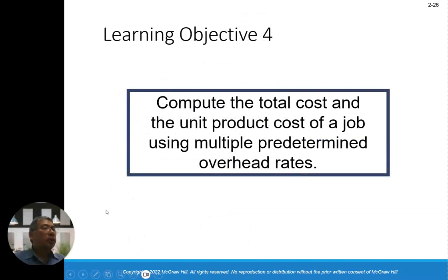Okay, so let's look at objective number 4, which is to compute the total cost and total unit cost of a job using multiple predetermined overhead rates.